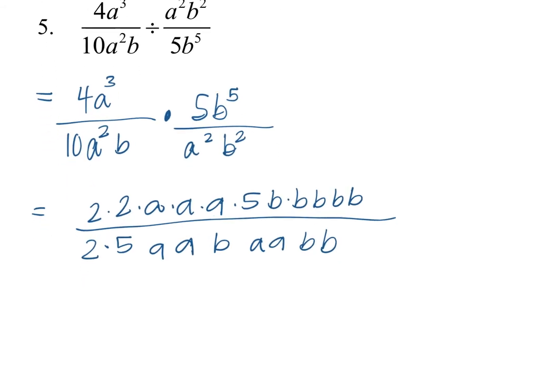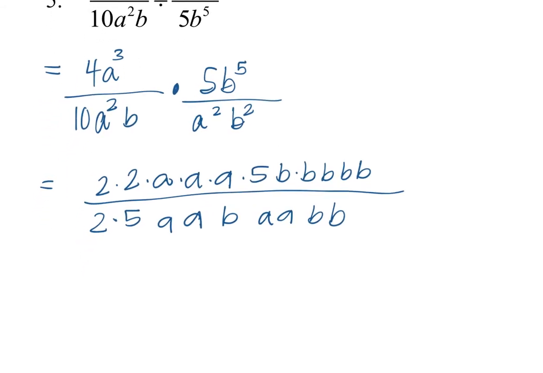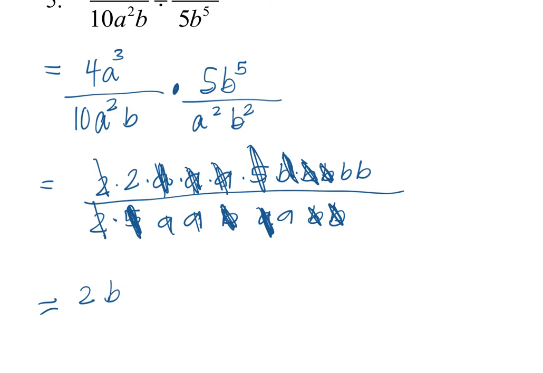so now I'm going to cross out what repeats. Got a 2 that repeats. We have a factor of 5 that repeats. 3 factors of a, and a factor of b, so that we're left with 2b squared over a.